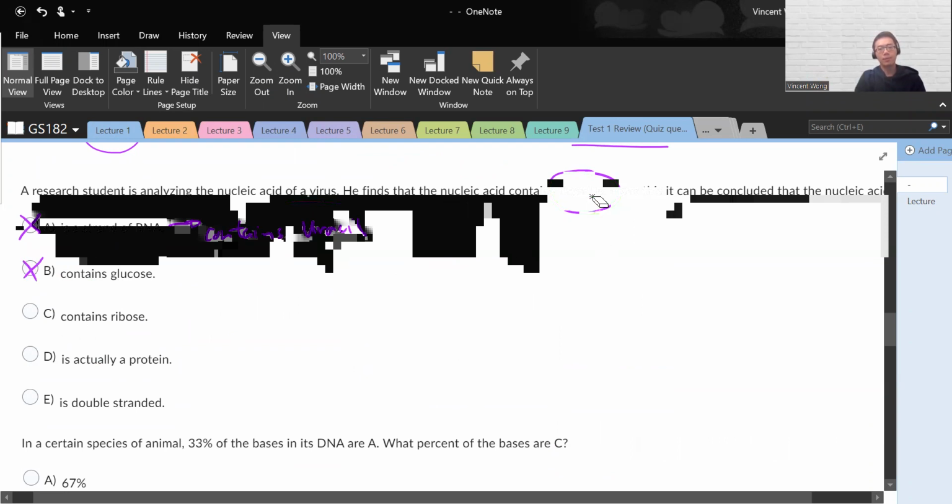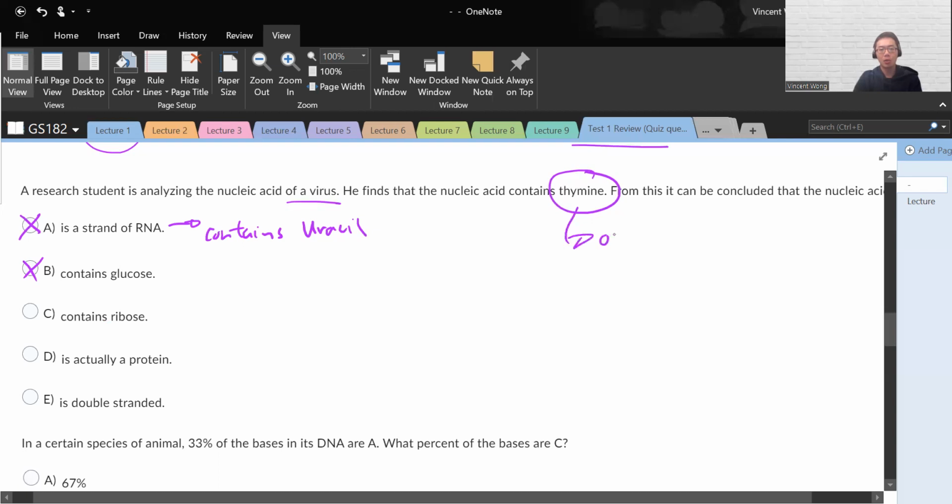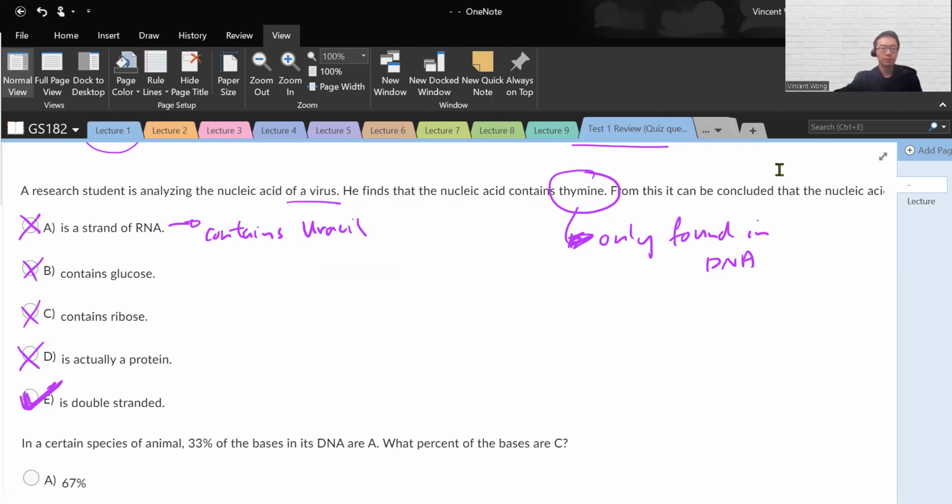Contains ribose? Well, if thymine is only found in DNA, does DNA have ribose? No. DNA has deoxyribose. That's what the D stands for, right? It is actually a protein? No, thymine has nothing to do with protein. Protein is amino acids. It is double-stranded. That's the right one, because DNA is double-stranded, right? Do you guys understand the logic here? I certainly hope so.